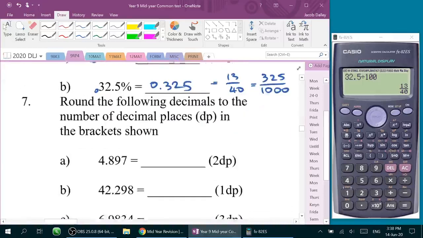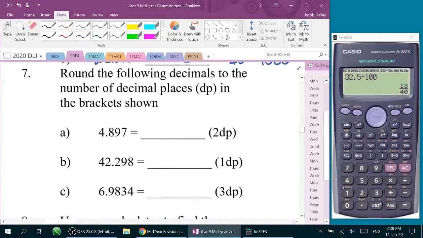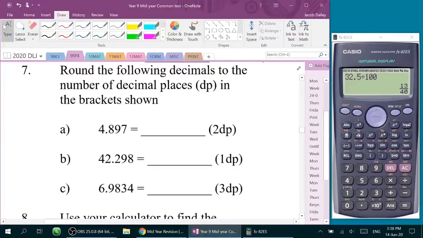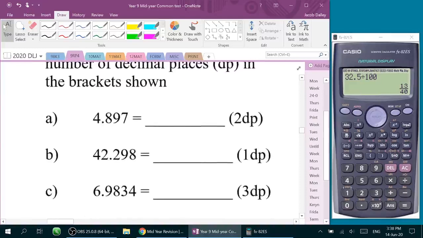Alright. Round the following decimals to the number of decimal places in the bracket shown. Okay, so this one wants us to go 2 decimal places, this one wants us to do 1 decimal place, and this one wants us to do 3 decimal places. So that just means that we've got 3 digits after the decimal point.